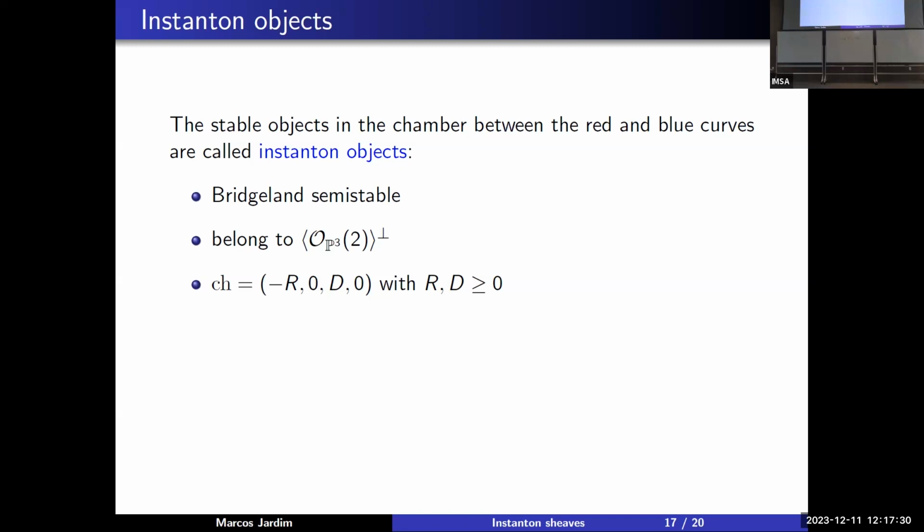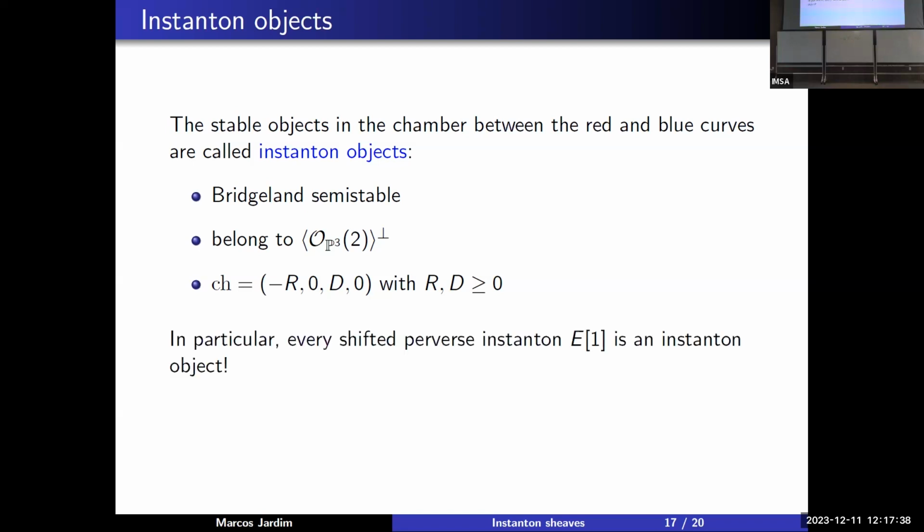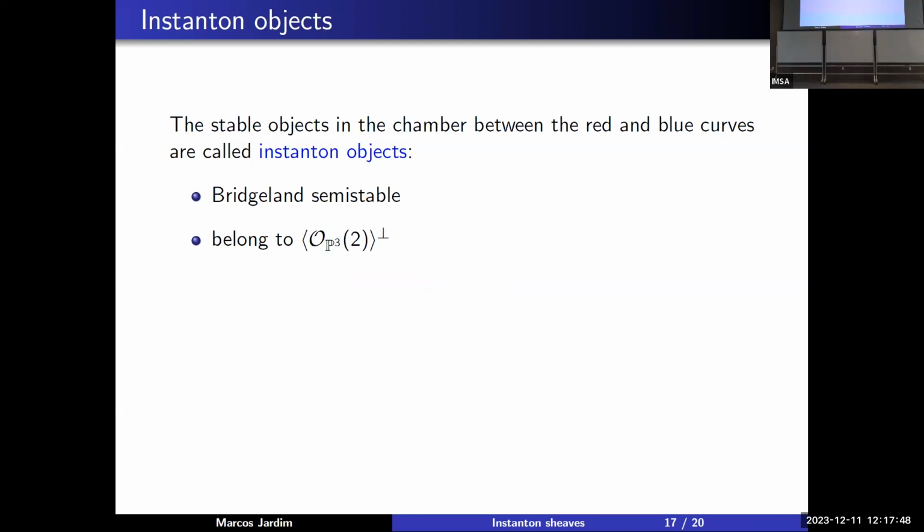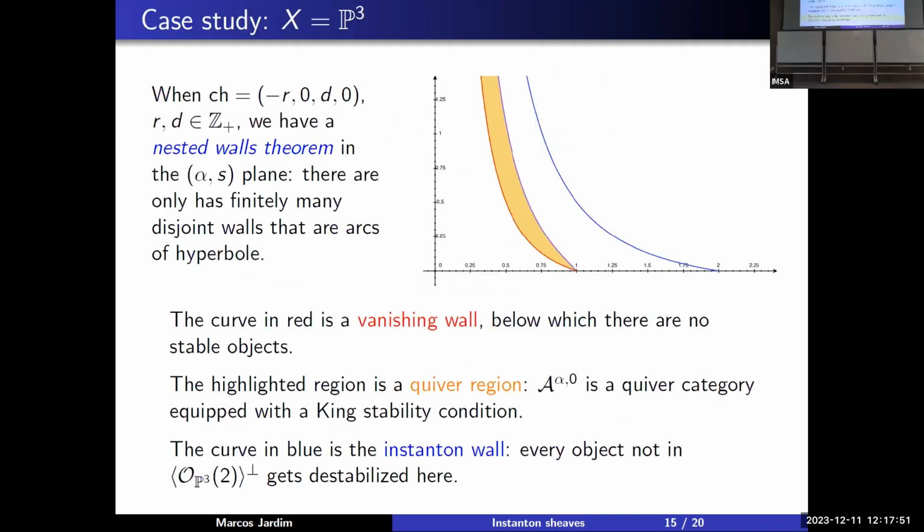Stability condition, cumulative conventions, and fixing of the Chern pair. So this is the definition of what I'm calling now instanton objects. So in particular, the shifted perverse instantons, or the perverse instantons that shifted one, they are instanton objects. So they will be stable objects in this yellow region.